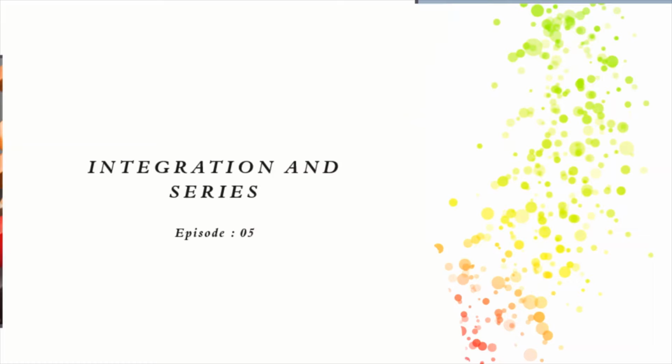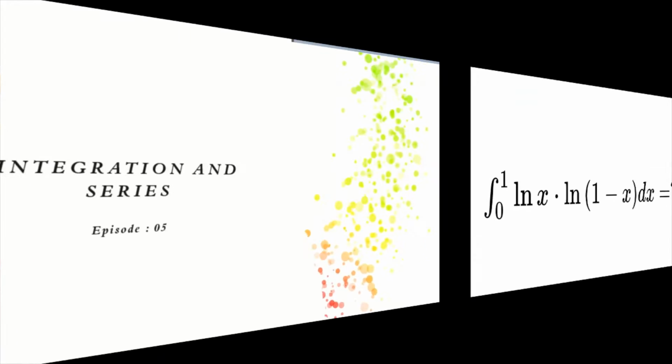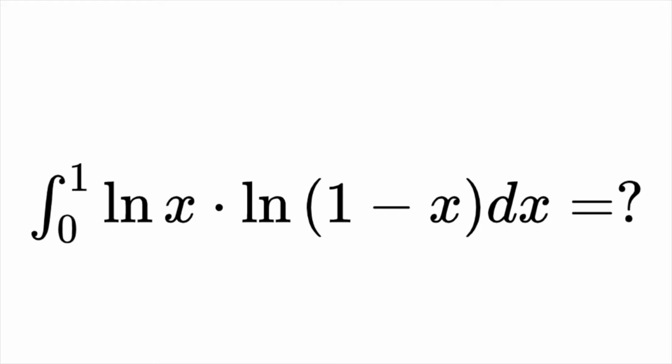It is episode number 5 of the series Integration and Series. So today our problem is the integration from 0 to 1 of ln x into ln of 1 minus x dx.